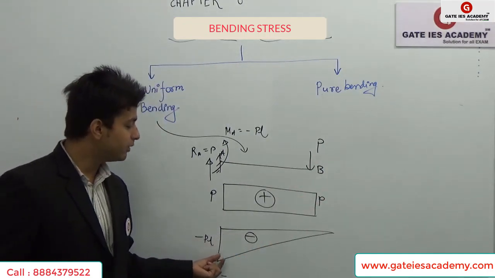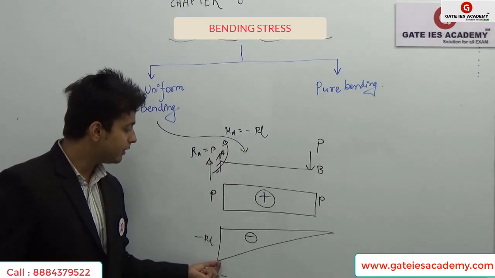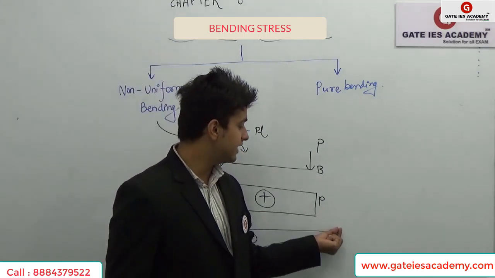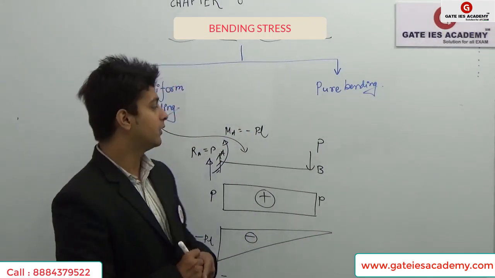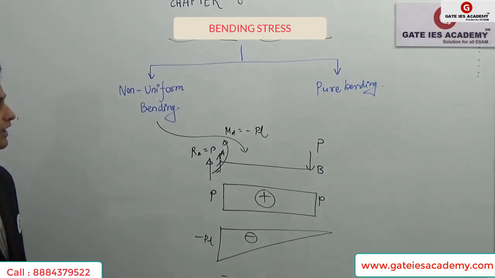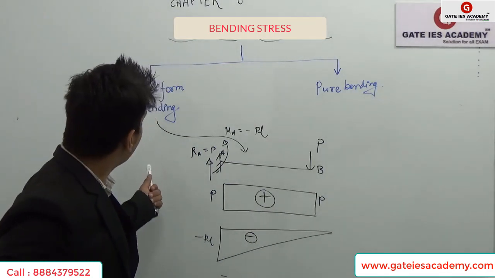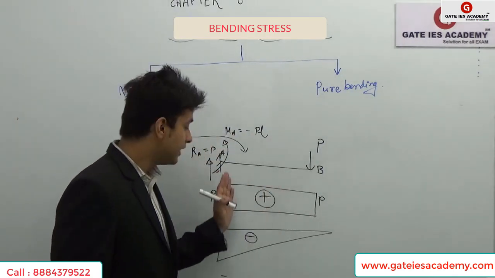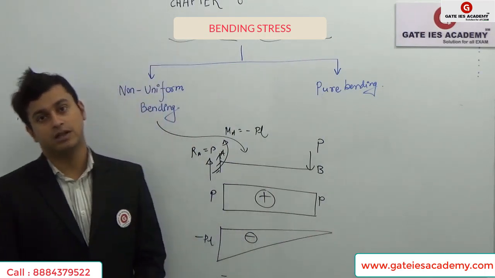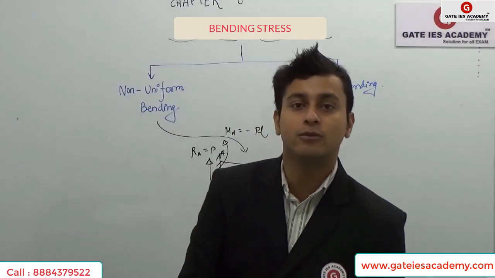Similarly, we have the bending moment diagram. Initially we have MA equal to minus PL and it tends constantly towards this point. At the end we will have 0 bending moment, as you can see. So this is what we have in the bending moment and shear force diagrams for the non-uniform bending case, because here the shear force is there throughout the beam and the bending moment is not constant as well.